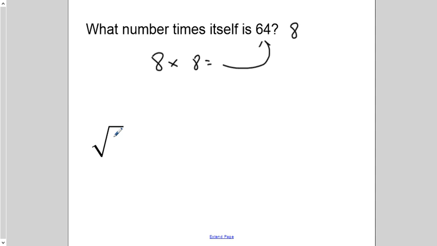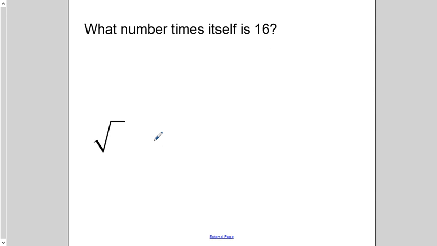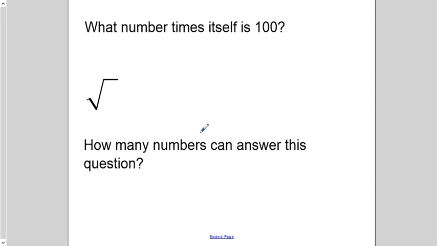And what we'll do is put the number that we're curious about, that 64, underneath it. So instead of writing out this whole question, we just put the radical sign right over 64, and we know that it's asking, hey, what number times itself is 64? Well, in this case, it's 8. Now, what number times itself is 16? Well, 4, because 4 times 4 is 16. But rather than writing out that whole question, isn't this so much better? What number times itself is 100? Well, how about we just do this? What's radical 100? 10.